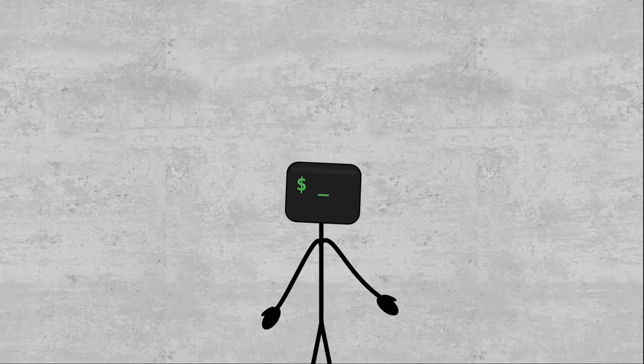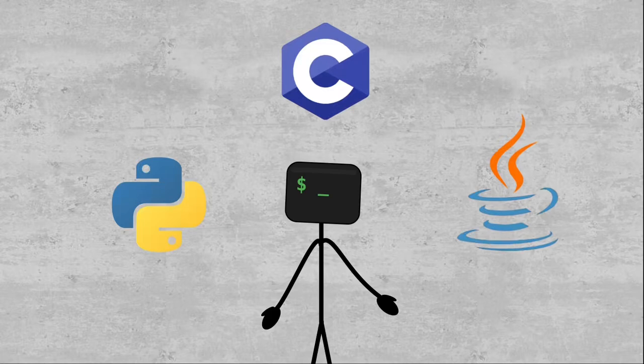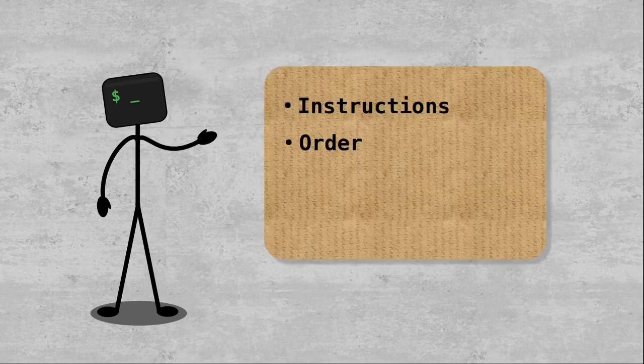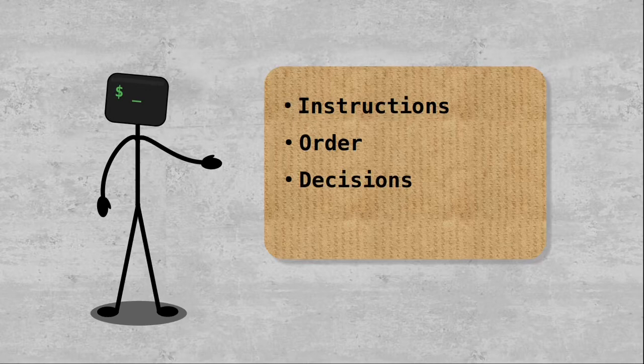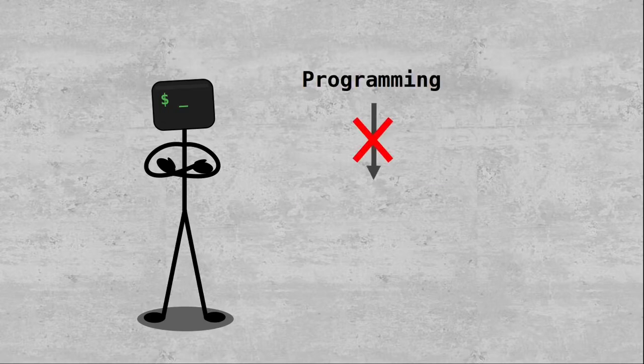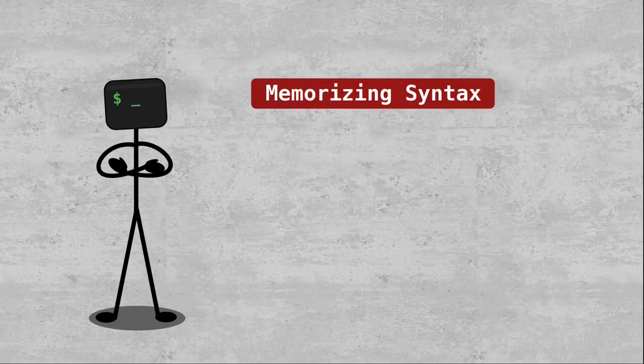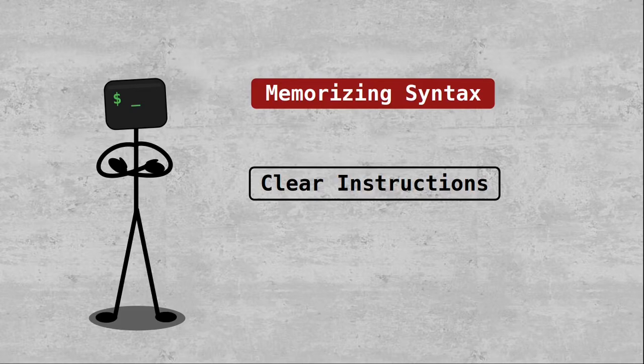Every programming language, whether it's Python, Java, or C, relies on these same principles. Instructions, order, decisions, repetition. Once you truly understand this, programming stops feeling mysterious. You are no longer memorizing syntax. You are designing clear instructions for a machine that follows them exactly.